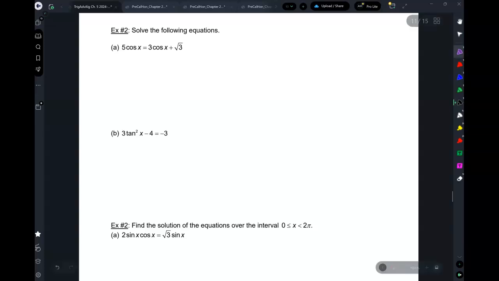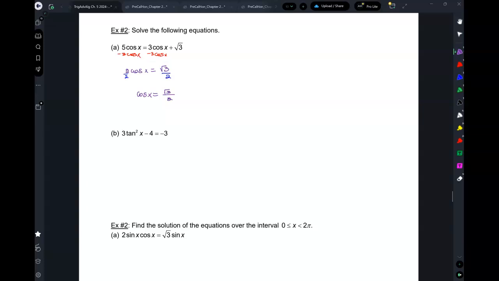Okay, this one. We have to get the cosines alone, right? So first I need to subtract 3 cosine x. So what I have now is 5 cosine x minus 3 cosine x, 2 cosine x equals root 3. I'm going to divide by 2. So now I have cosine x equals root 3 over 2.